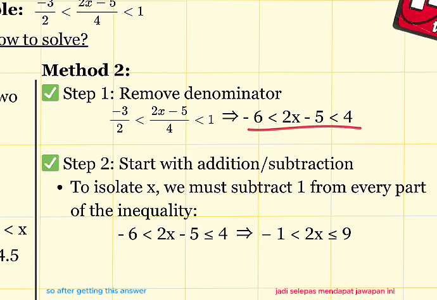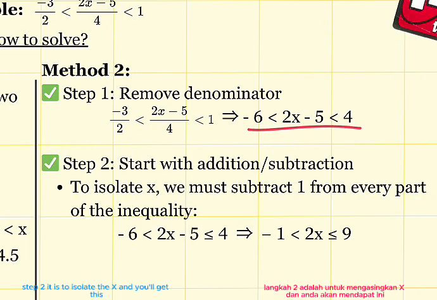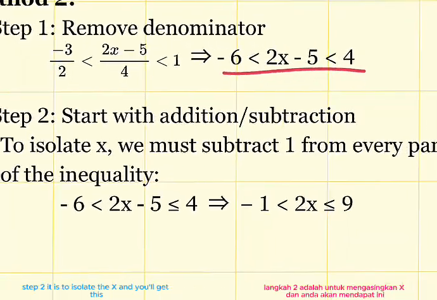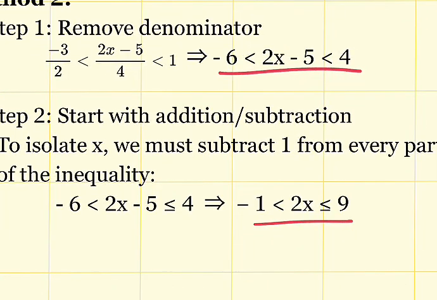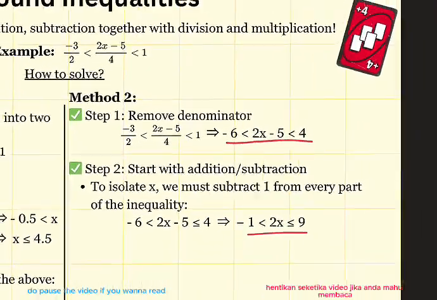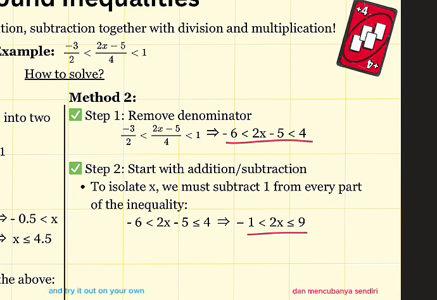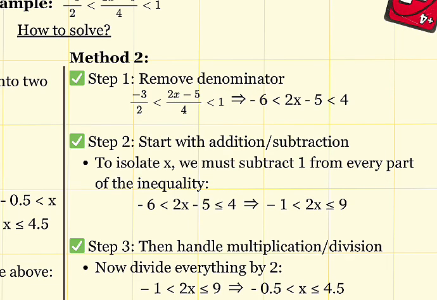So after getting this answer, step 2 is to isolate the x and you will get this. Do pause the video if you want to read and try it out on your own. And now step 3, once you get this, you always have to make sure x has no friends and you have to isolate it. So you do so by dividing everything by 2. And using the mirror rule, when everything's divided by 2, you'll get this answer.